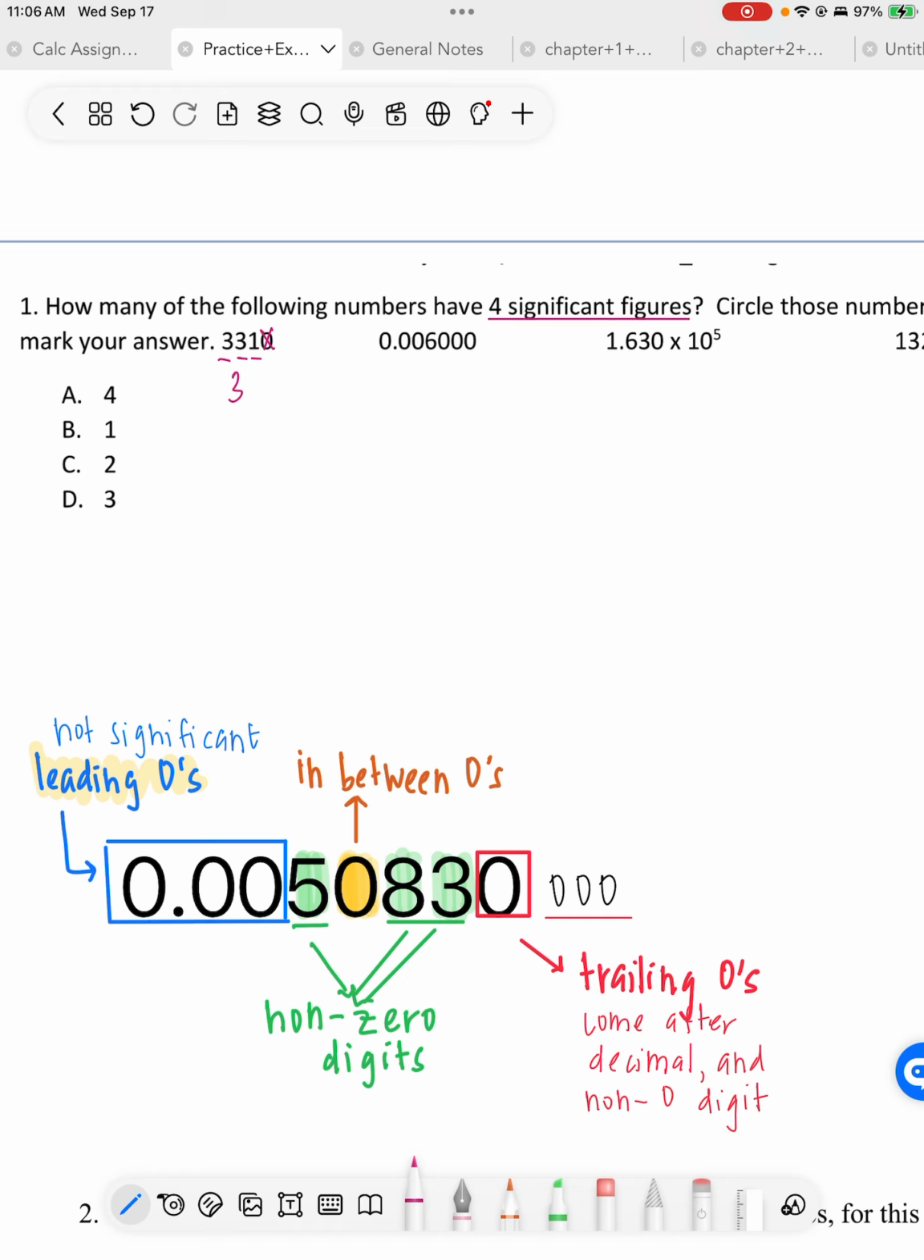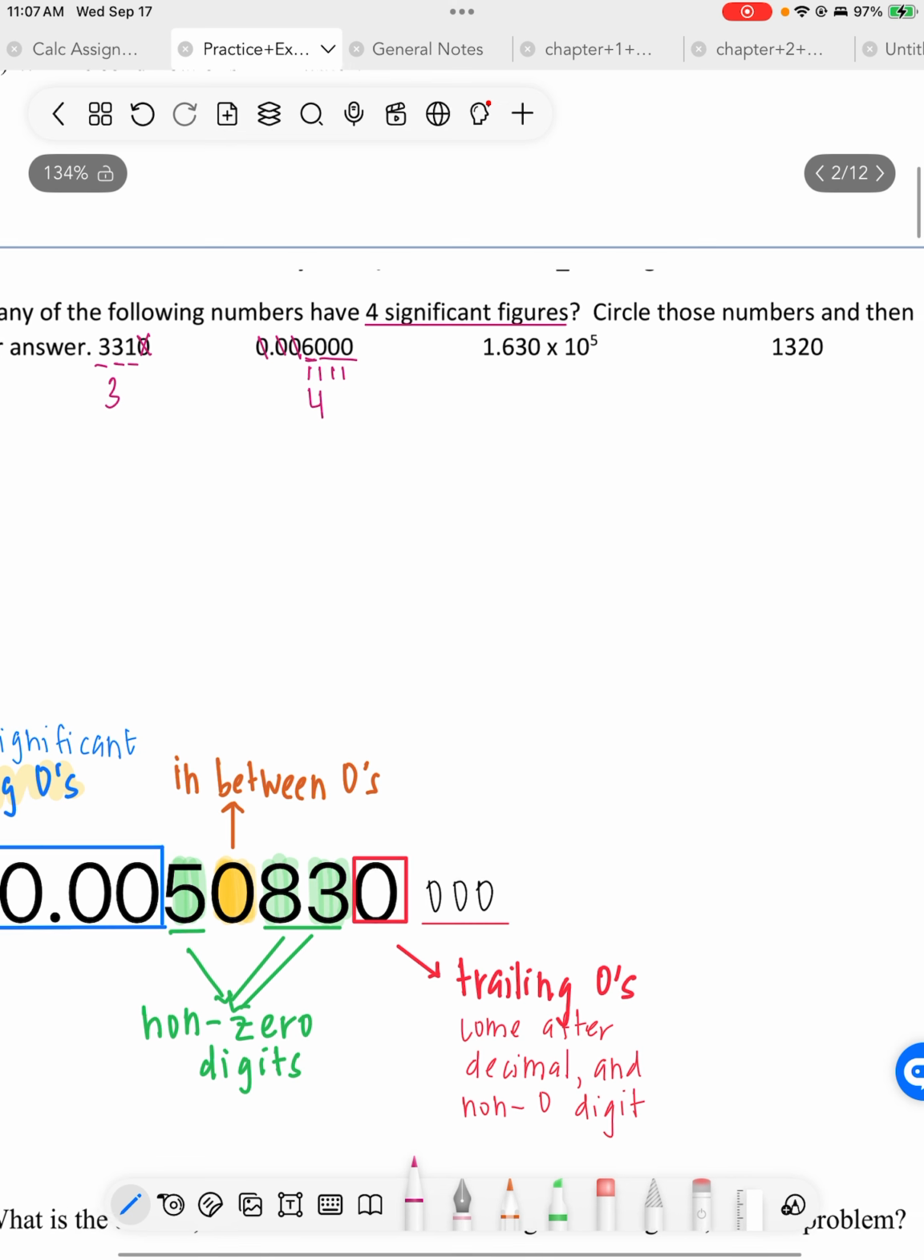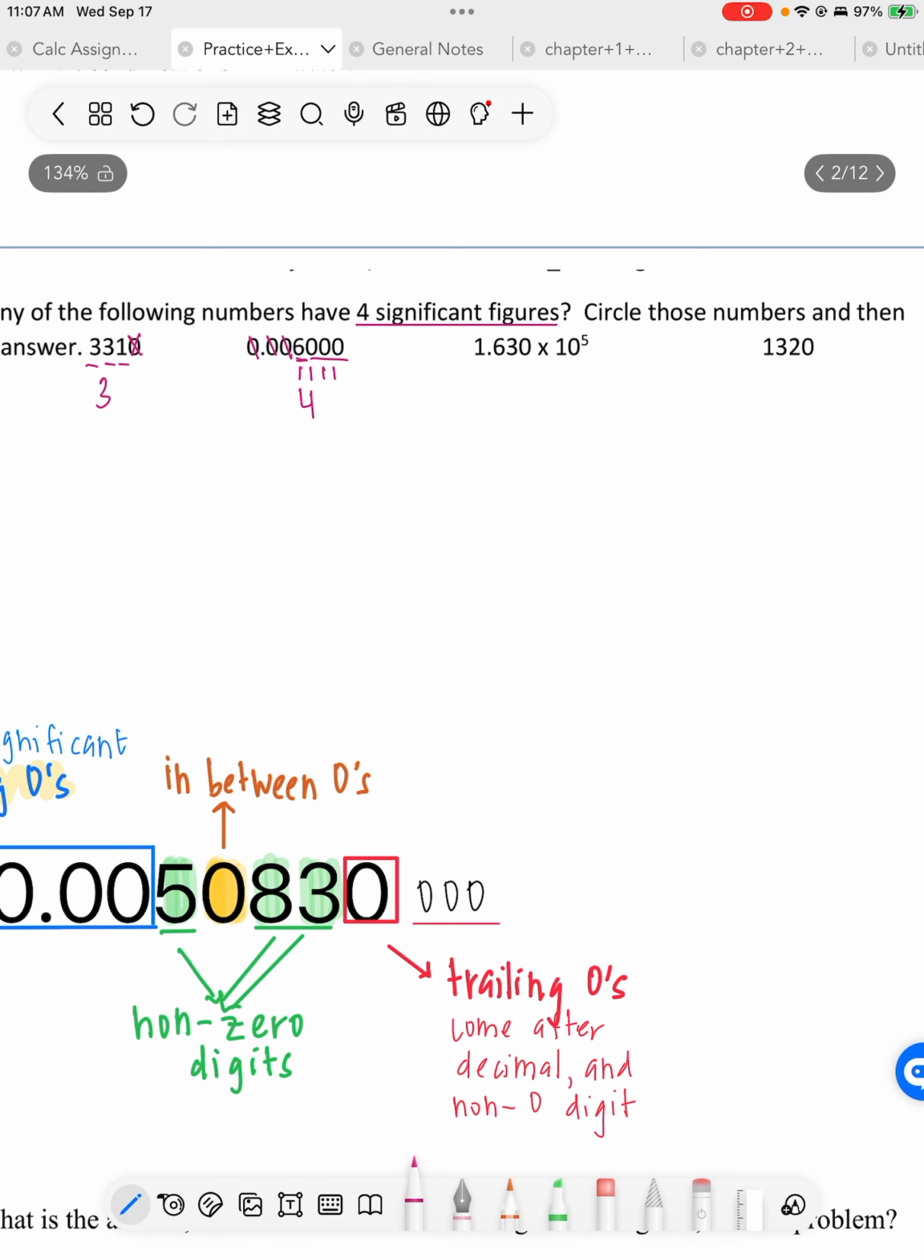All right, the next number, these are our leading zeros, so these are not significant. These are trailing zeros, and they are significant, because this is a non-zero digit. So we have 1, 2, 3, 4. Okay, we have scientific notation for the next number, and we have 1, 2, 3 non-zero digits and a trailing 0. So we have 4 significant figures.